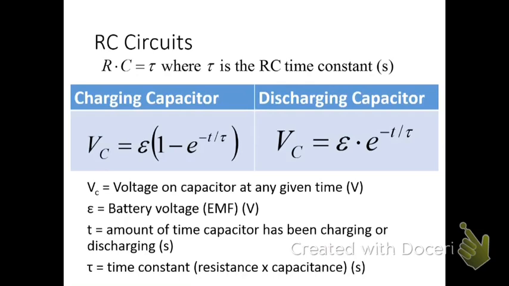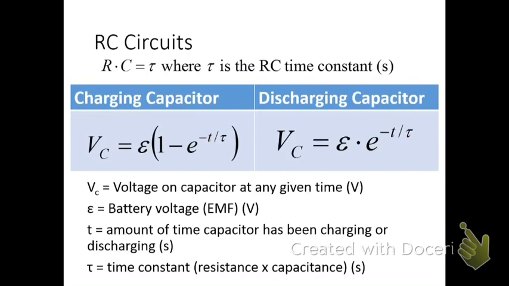Time constant, denoted by the Greek letter tau, which you can find here, is simply the resistance times the capacitance, and it's in units of seconds. T, which you can find here and here, is the amount of time that the capacitor has either been charging or discharging. So the moment you hook it up and it begins charging, the timer starts 0, 1, 2, so on and so forth.